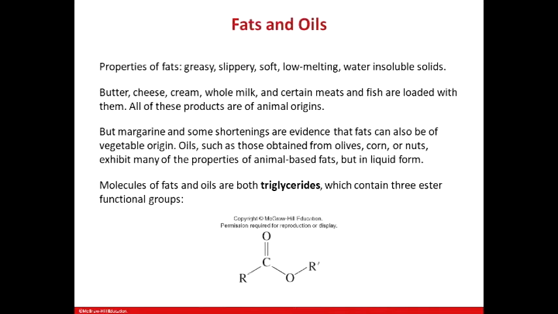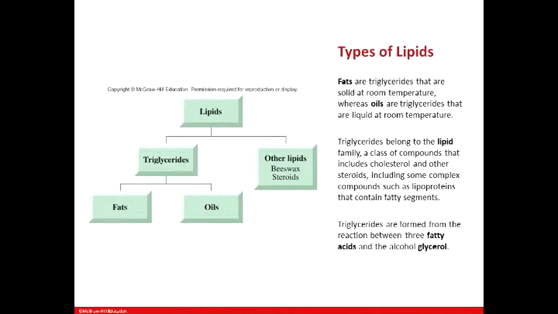Molecules, fats, and oils are both triglycerides. You will want to note that statement, which contains 3 ester functional groups. You'll want to know both those facts. So we have what's called a triglyceride, which means tri-3. You've learned that already, right, in previous lectures. Tri means 3. So we have these 3 functional groups that come together on this one central molecule to give us this triglyceride, which is an ester. Note that. So triglycerides are esters. So here we talk about the types of lipids.